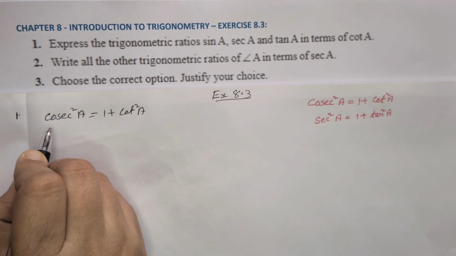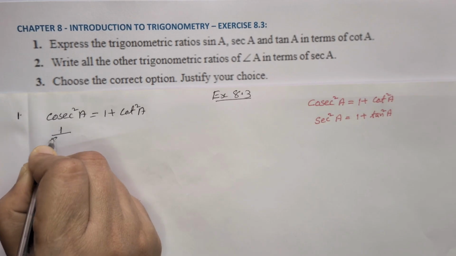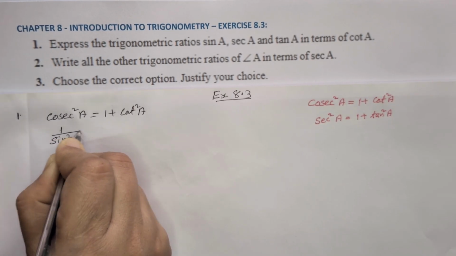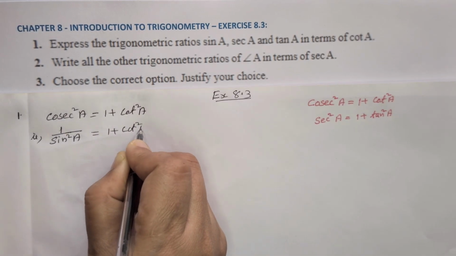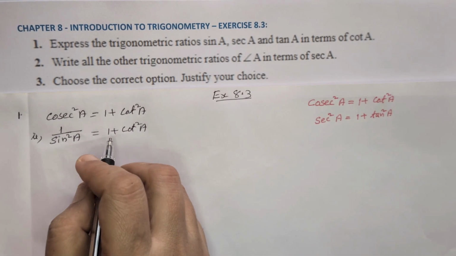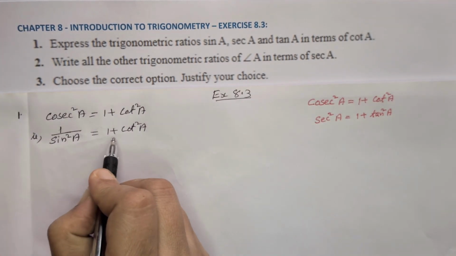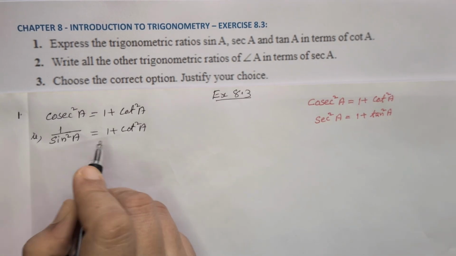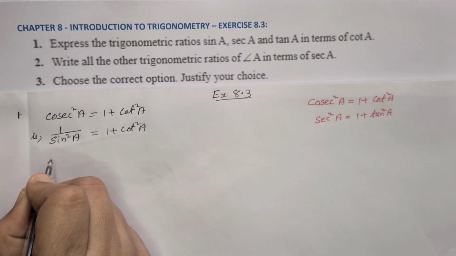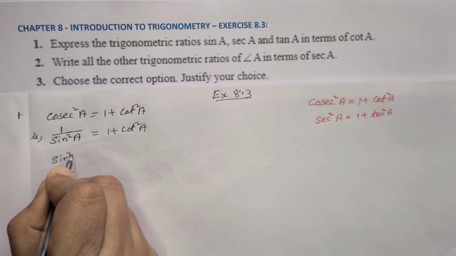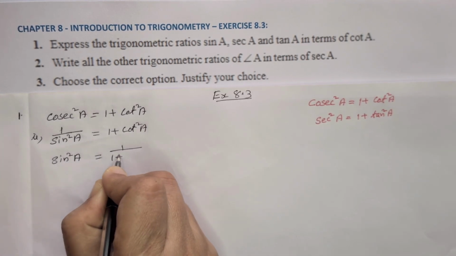So cosec square means 1 by sin square. Cosec means 1 by sin. So this we can rewrite as 1 by sin square A is equal to 1 plus cot square A. Now we have to find sin A in terms of cot. Already the cot term is there. So take the reciprocal on both sides. When we take the reciprocal, this will come as sin square A by 1, that means sin square A is equal to 1 by 1 plus cot square A.